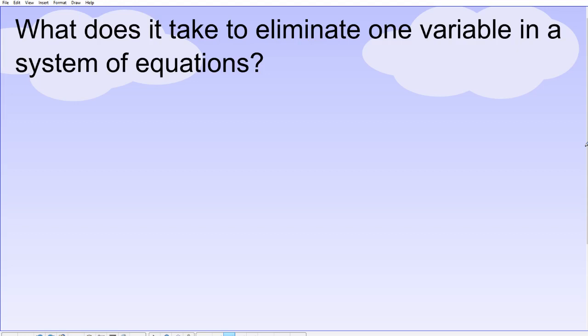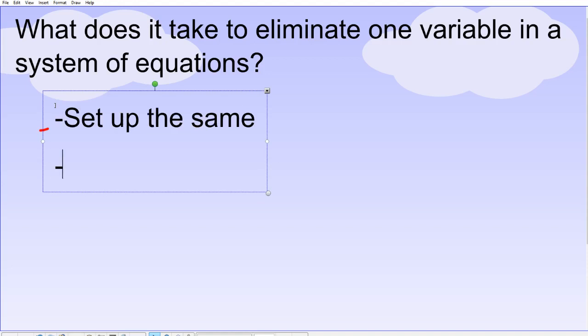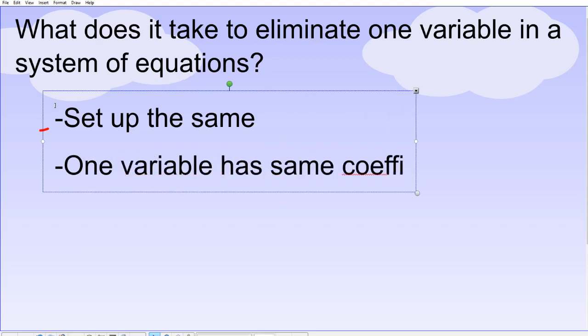Well, it takes those things we just mentioned. To eliminate one of the variables, your equations have to be set up the same. That's one thing that has to be true. The next thing that has to be true is one of the variables has to have the same coefficient. That's the number in front of the variable.